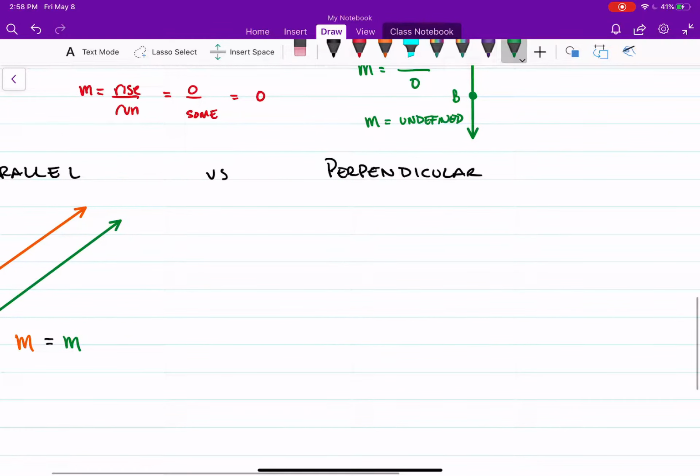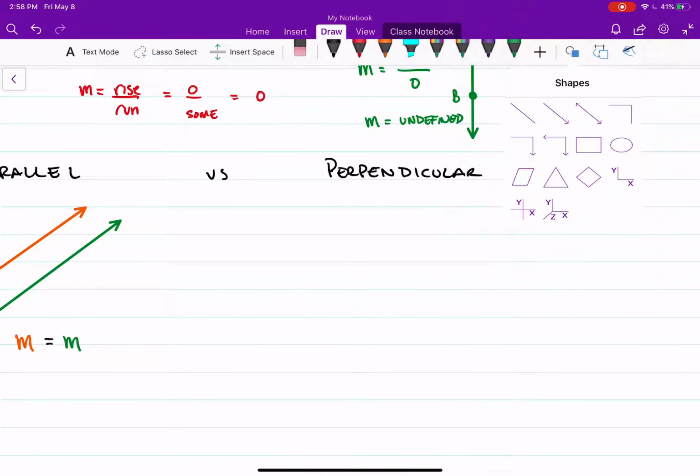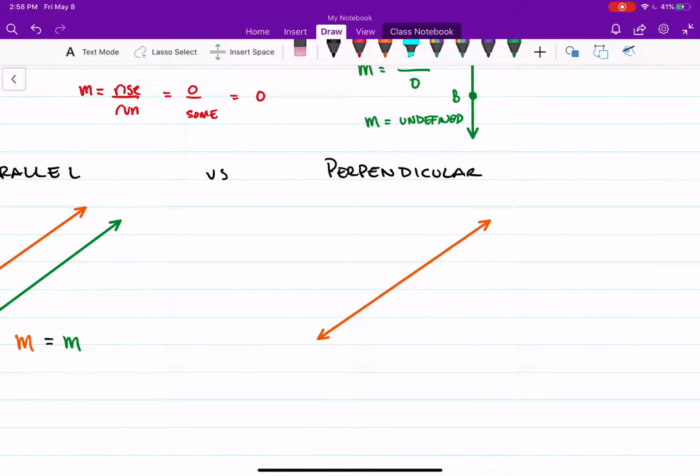How about perpendicular? All right, so if I had a perpendicular line, I want to make it more extreme here.